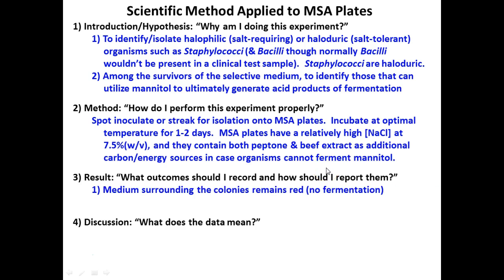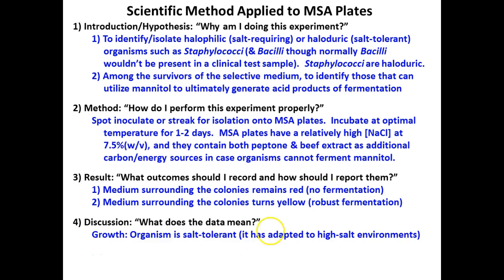So media surrounding the colonies remains red, means no fermentation happened, right? If it's the same color as the uninoculated section. The media surrounding the colony, if it turns yellow, we know acid production happened. We know fermentation happened of that mannitol sugar.